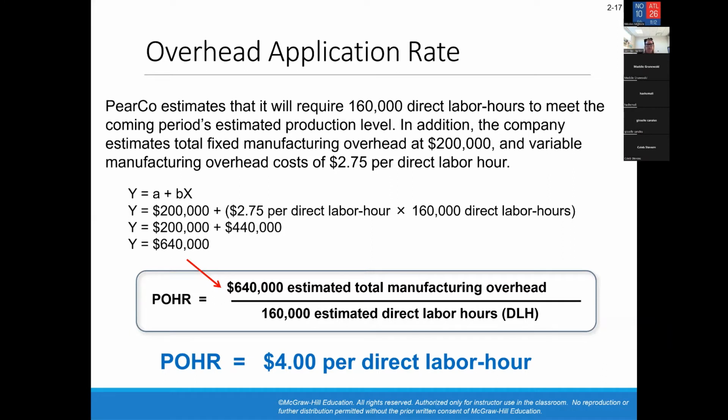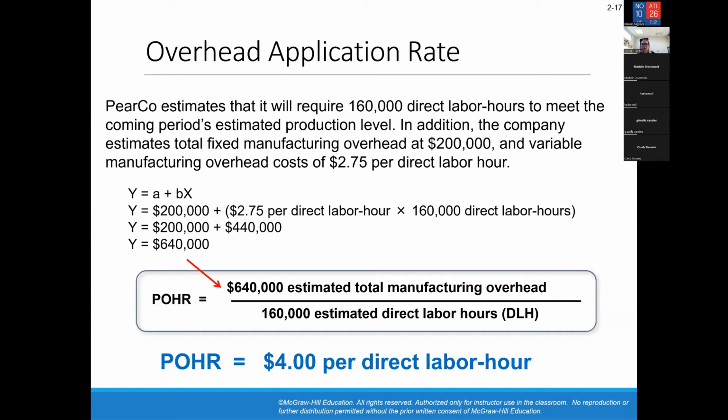All right, so the company estimates that it will require 160,000 direct labor hours to meet the coming period's estimated production level. So our allocation base, we're going to base it on labor hours in this example. Remember the formula has the total cost over the allocation base. So we know that the 160,000 direct labor hours is going to be our denominator.